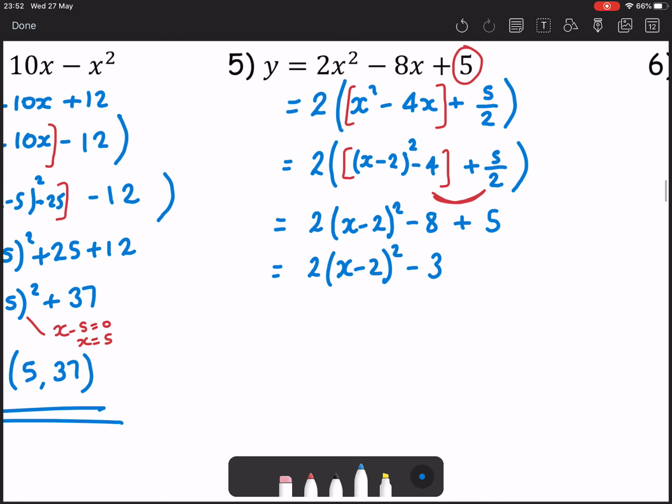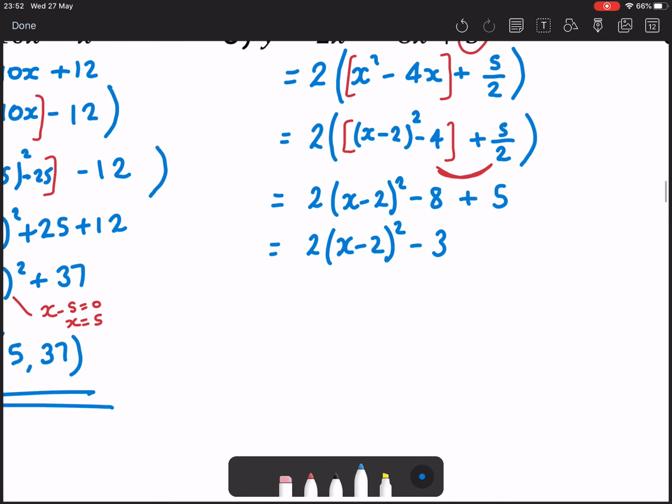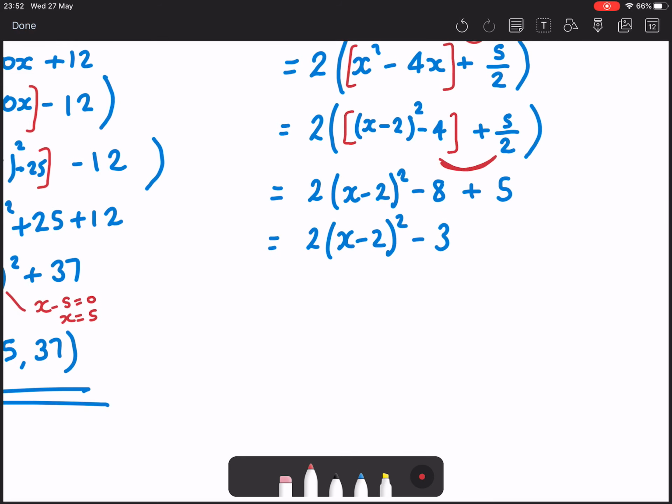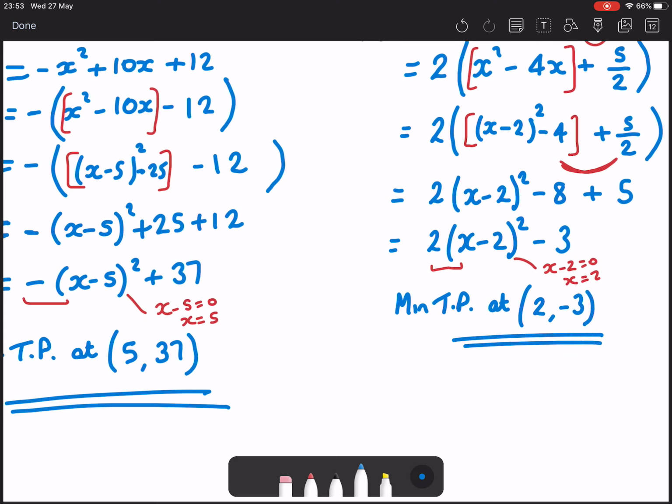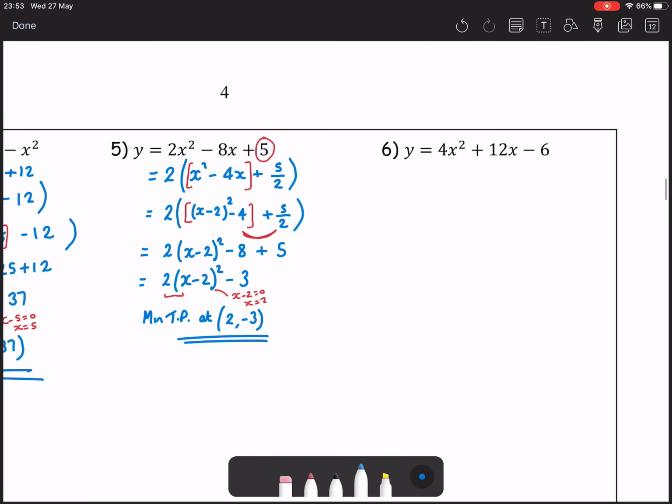Common factor out, complete my square within the bracket, simplify at the end. That there is a positive x squared. So I have a minimum turning point at, solve that bracket, 2, and then I take the minus 3 to get my y. Completed the square.